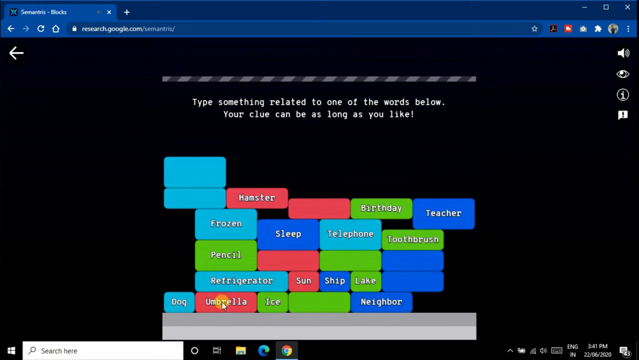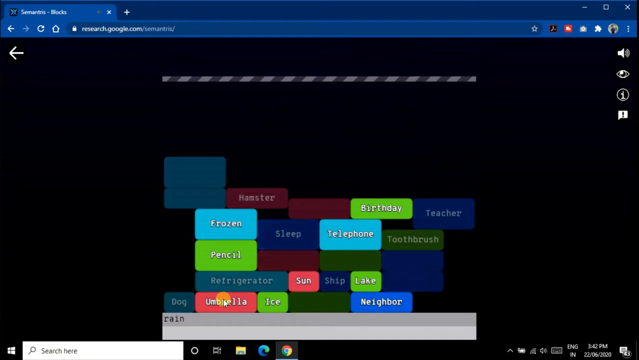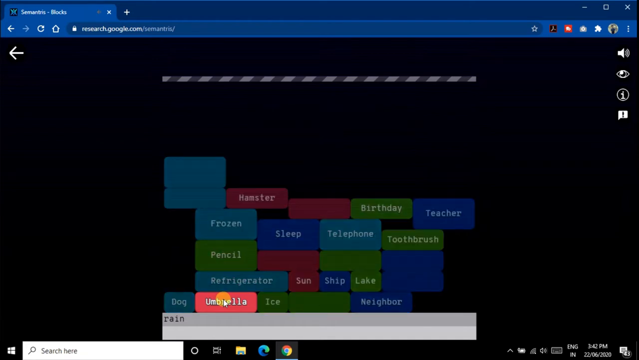And what I'm going to do is type a word that is associated with this word. Whenever we talk about umbrella, what is the first thing that comes to your mind? Absolutely, the word is rain. Now I will type rain and hit enter, and let's see if the AI understands which block you're talking about. Okay, it's selecting the block. It took the block that is umbrella. That's correct, that's the block we targeted.